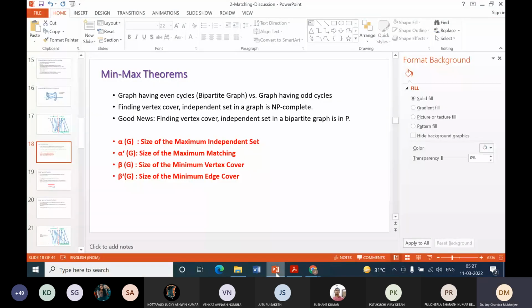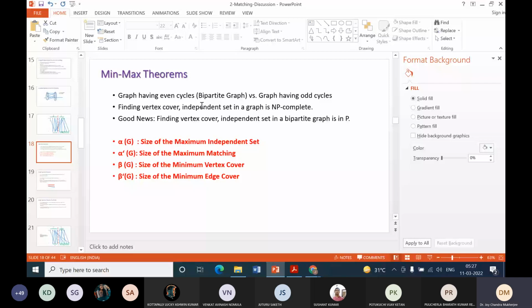Okay, so now we will move to a dual property, and this is a very important topic in matching. This is called min-max theorems. Basically, when we study any bipartite graph, we know what a bipartite graph is. A bipartite graph is a graph which doesn't have odd cycles.